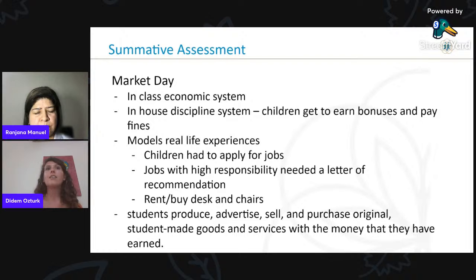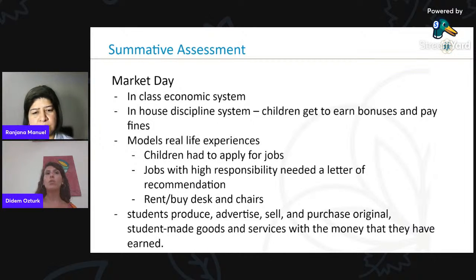And in class, we had an economical system. And then in-house, they had a discipline system. What does this really mean? In the classroom, they started earning some money through their work. We decided everyone will have a job and they need to produce something or give services and then receive some money. And it was not real money, some coins were collected.